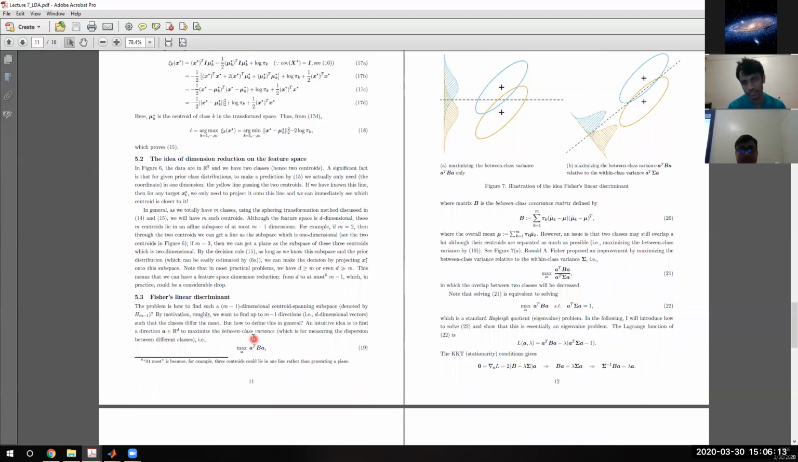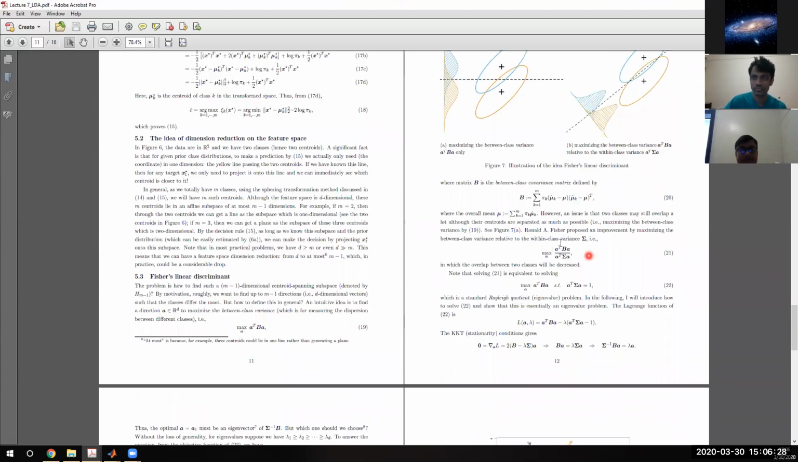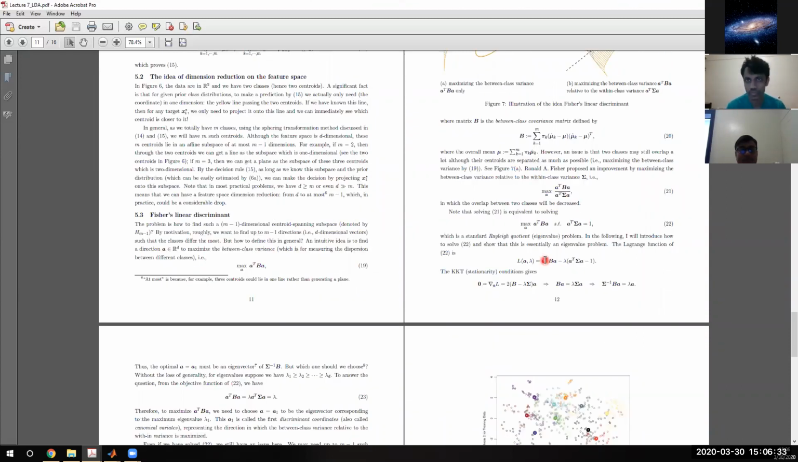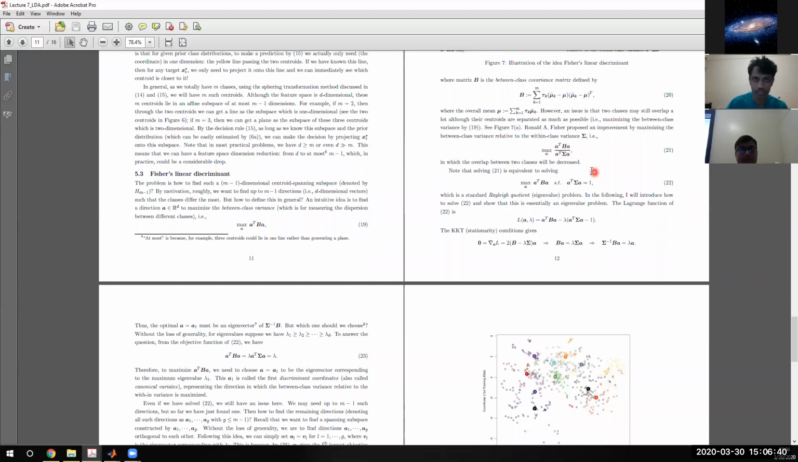And then we introduced Fisher's linear discriminant. The idea is that we want to maximize the between class variance relative to the within class variance. And the mathematical form is in this way, this one. And then we use some tricks, basically nothing but Lagrange dual. And then we can show that any optimal solution must be an eigenvector of sigma inverse B, this matrix. And then not A, okay, sigma inverse B.